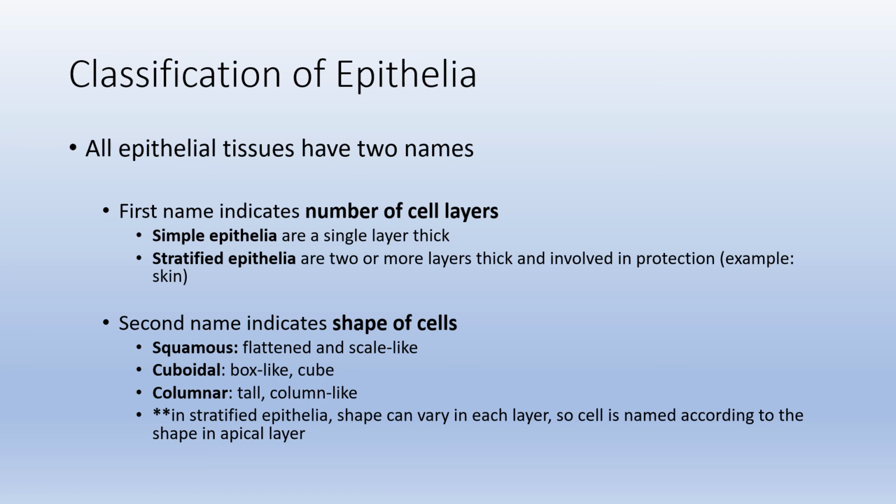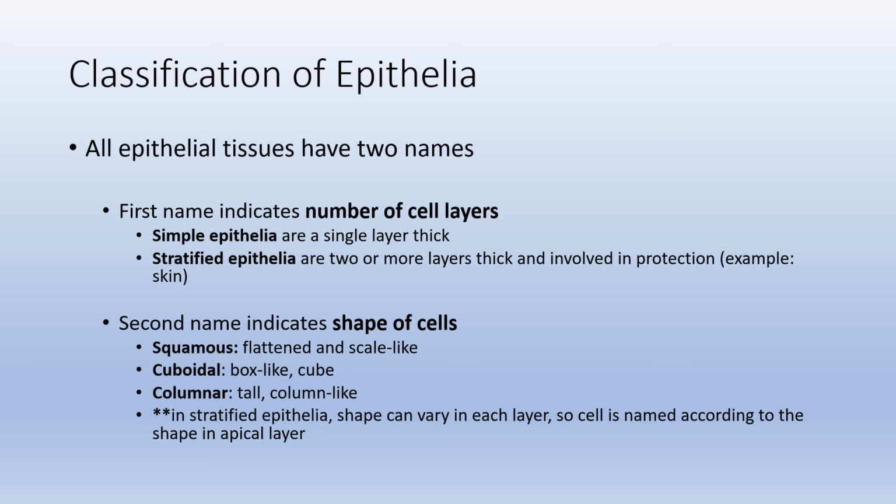The first is called a squamous cell. Those are flat and scale-like, like the scales on a fish. The next shape is known as cuboidal. Like its name suggests, it's a cube or box-like. And then lastly, we have columnar cells. They are tall and column-like, like a skyscraper. Now, eventually we will begin to put first and last names together to create names for epithelium.